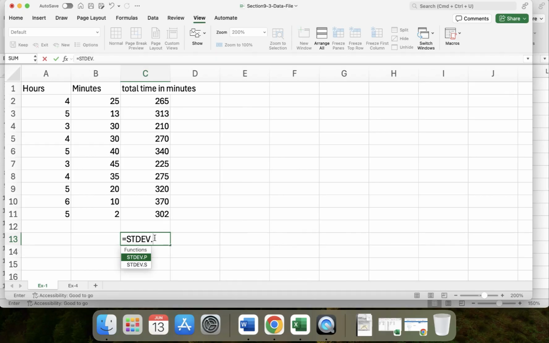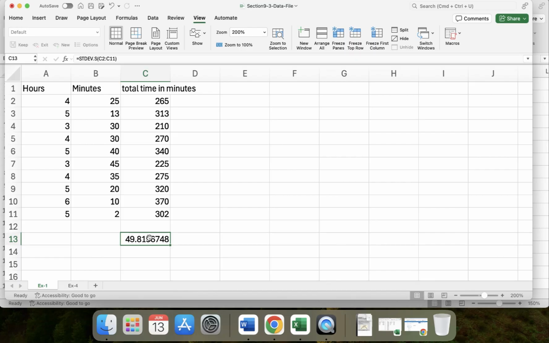STDEV.S, and we want to use S for this one. I'm going to use the sample standard deviation here. So I highlight all those, close that off. You can also just type the full thing there and it will give you the standard deviation. And when I press enter, it gives me 49.8196748. Now, this is the standard deviation that we're going to use.